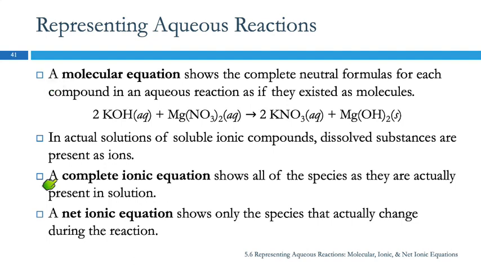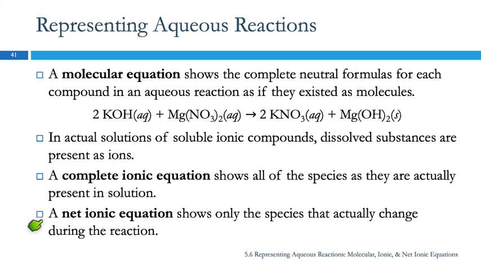In a complete ionic equation, we're going to look at all the species, that's all the parts, as they actually are present in the solution. So we would show KOH as potassium ions and hydroxide ions. And anything that's aqueous ionic, we're going to separate into the individual ions, because that's how they actually are.